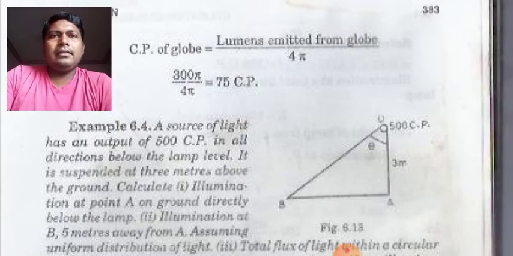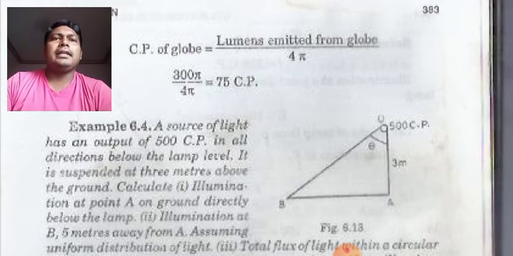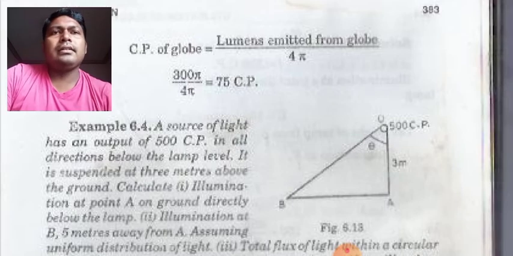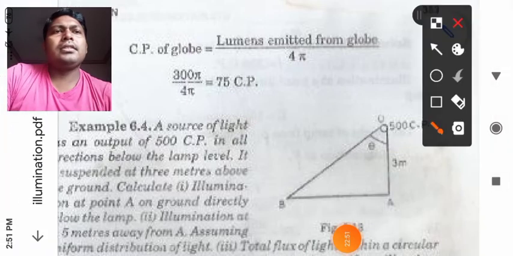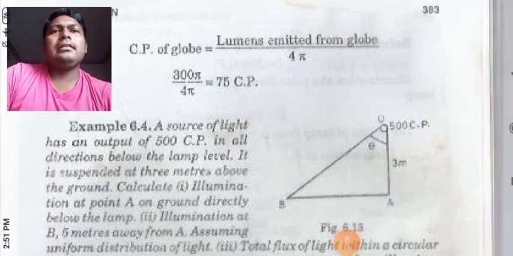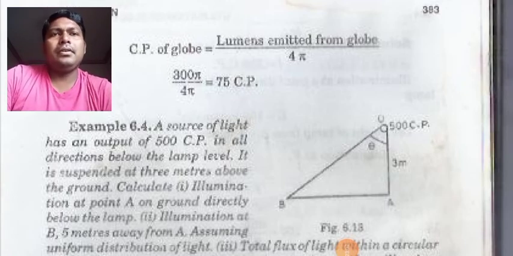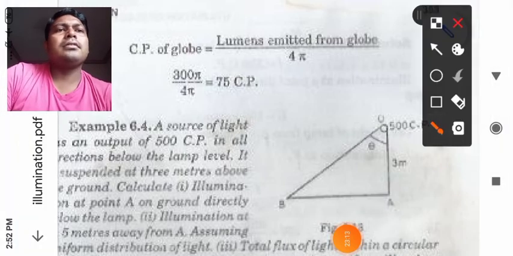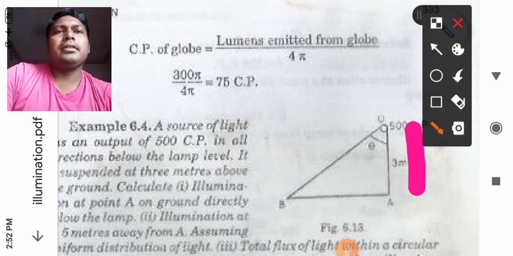A source of light has an output of 500 candle power in all directions. So students, where this type of question is there, you have to consider this is a point source. Here also this source is this one which I have just shown you. So this is a point source and has an output of 500 candle power in all directions. Below the lamp level, it is suspended at 3 meters above the ground. So the distance from the ground is 3 meters.